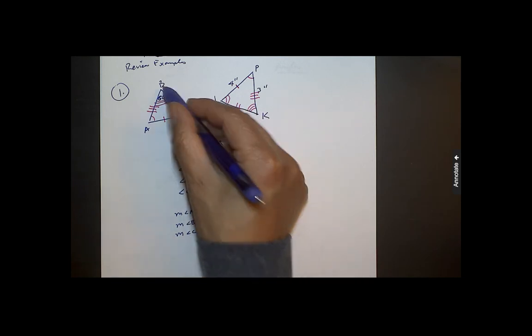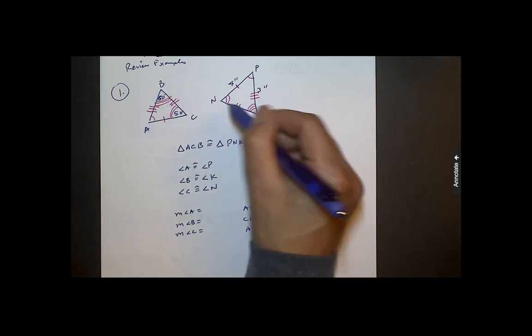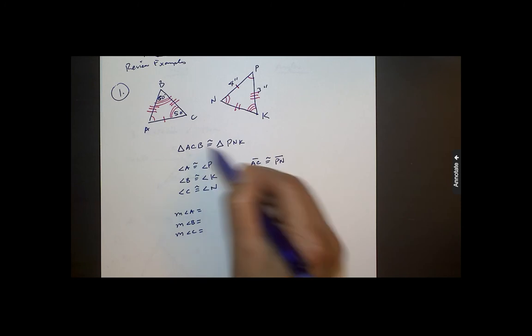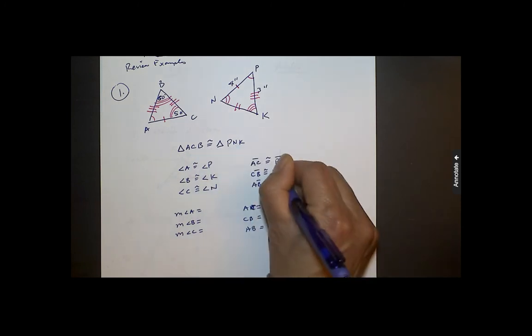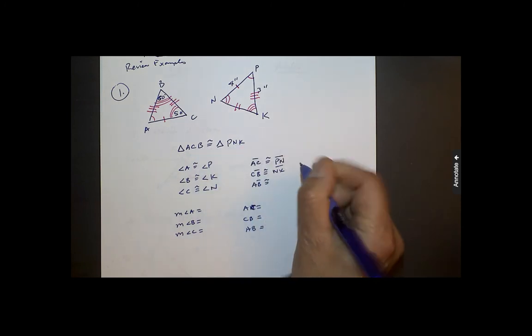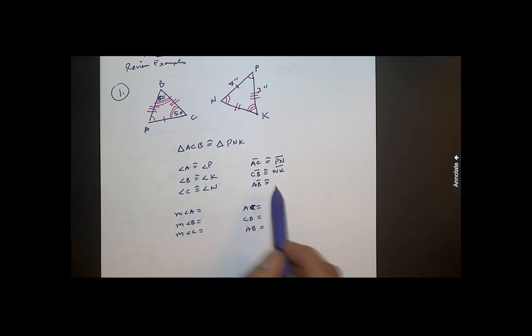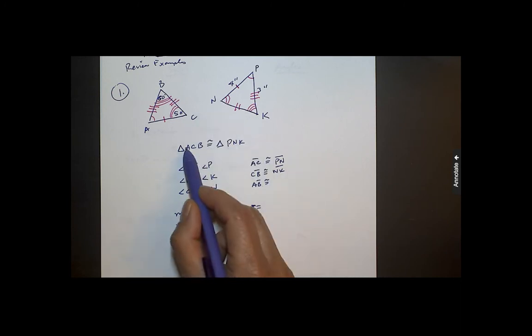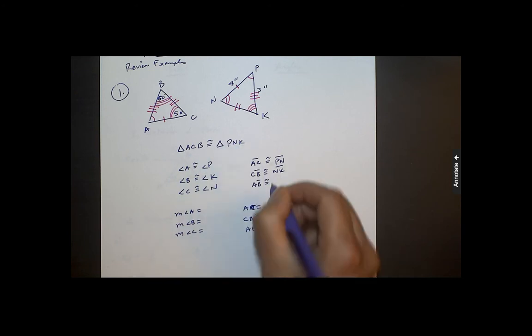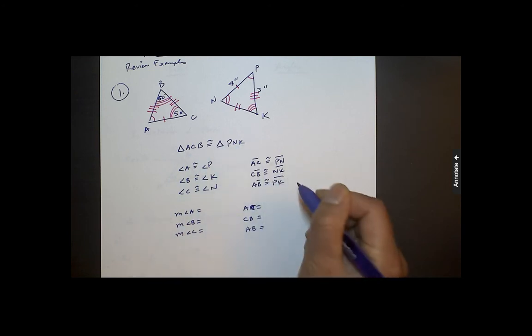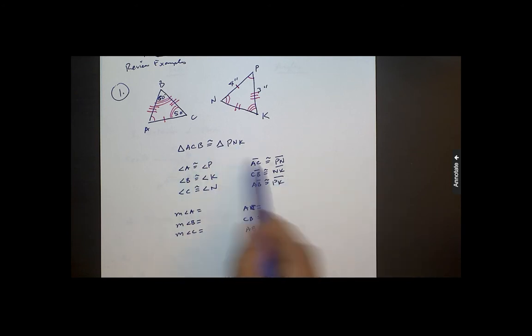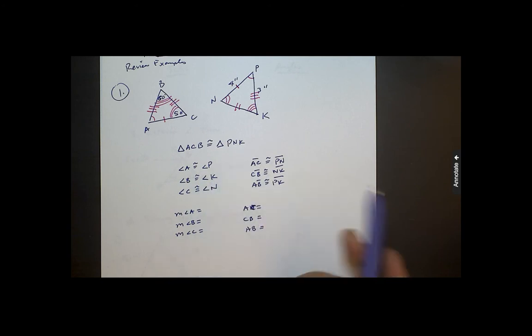CB, C to B, has 2 congruence marks. That matches with N to K. Is that the same as KN? No, because order matters. Then side AB going from A to B matches with P to K. So there's all your 6 congruent corresponding parts of the 2 triangles.